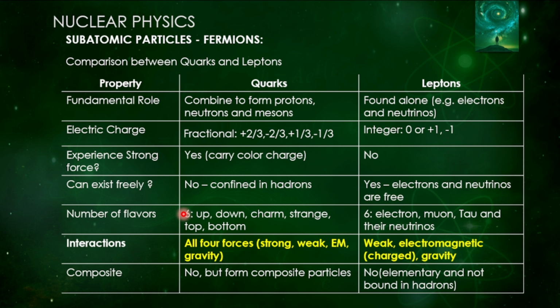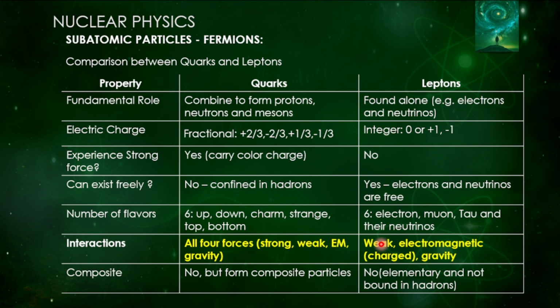Number of flavors for both, 6. For quarks, you have up, down, charm, strange, top, bottom. As for leptons, you have electron, muon, tau, and their neutrinos. Interactions. Now, the quarks interact with all 4 forces: the strong nuclear force, the weak nuclear force, electromagnetic force, and gravity.